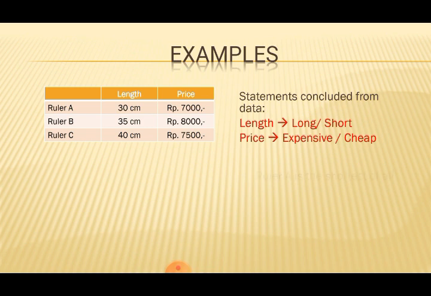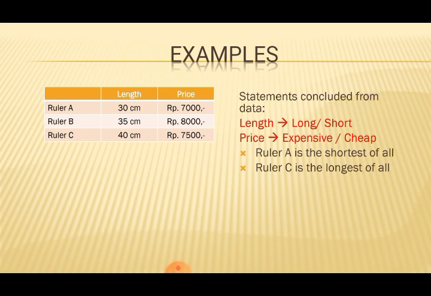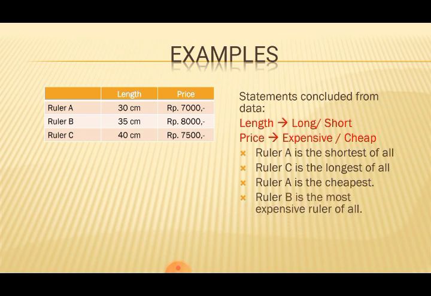And the statements are: ruler A is the shortest of all. Penggaris A adalah yang paling pendek. Ruler C is the longest of all. Ruler A is the cheapest. Ruler B is the most expensive ruler of all. Okay, students, I hope that you can apply all the formulas to make the statements from the data.